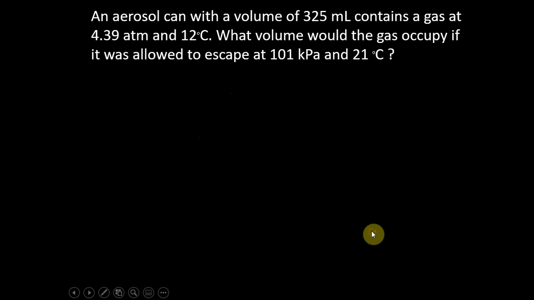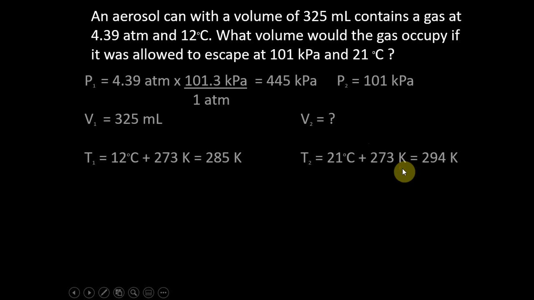All right. So these types of questions look something like this. We have an aerosol can with a volume of 325 milliliters, contains a gas at 4.39 atmospheres and 12 degrees Celsius. What volume would the gas occupy if it was allowed to escape at 101 kilopascals and 21 degrees Celsius? Okay. All right, so let's go through and sort out the information first of all.